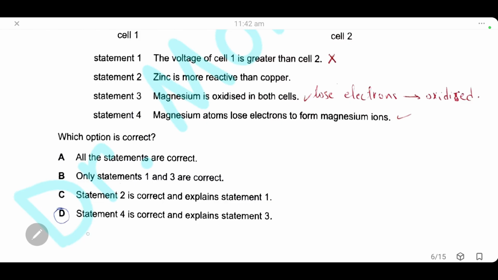The 4th and last option, statement 4 is correct and explains statement 3. This is correct because when magnesium loses electrons, it forms magnesium ions, and this explains why magnesium is oxidized in both cells. So the answer will be D.